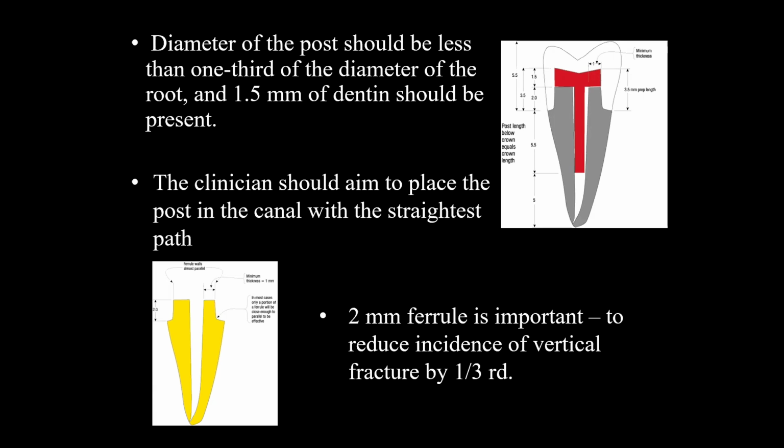So when restoring a tooth, it is optimal to have 3 mm of the wall on one side and 2 mm on the other, which indicates at least a 2 mm ferrule. And with this condition, the clinician is going to have a higher chance of success in order to reduce the incidence of vertical fracture by 1/3.